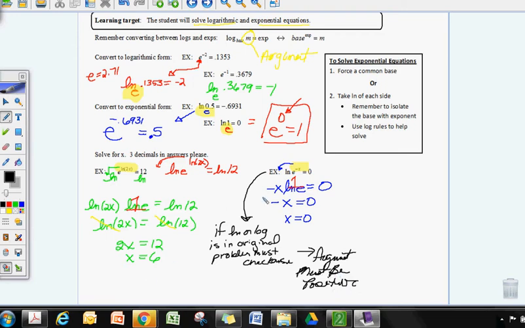Okay, so I take the 0 back in, and I plug it in, and that gives me e to the 0 power. Anything to the 0 power is 1. Works. Check. Solution.